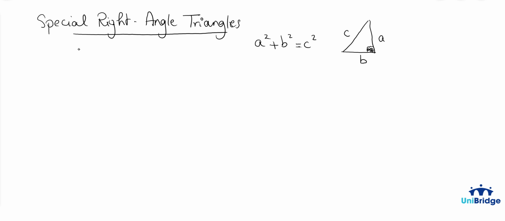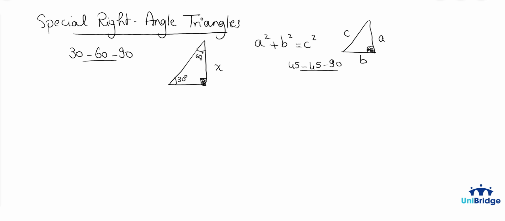So we have two special right angle triangles, the 30, 60, 90 and the 45, 45, 90. The 30, 60, 90 is given by this ratio, and you'll have this in your formula sheet on the test. We know that the smallest side must be opposite to the smallest angle. If this is the 30 and this is the 60, the smallest side is going to be opposite to the 30, so this is going to be your x. The side opposite to the 60 is x root 3, and the side opposite to the 90 is 2x.